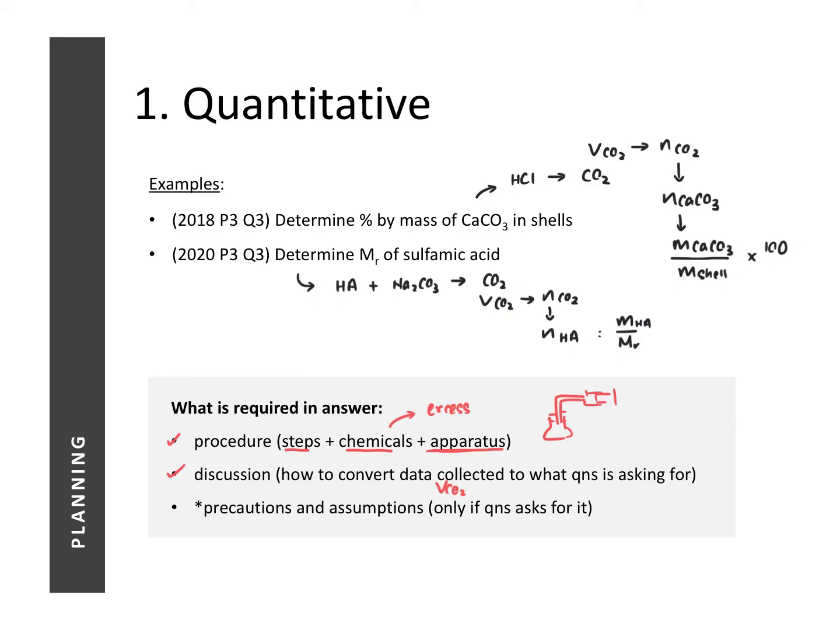In such questions, sometimes they will even ask for assumptions and precautions. For precautions, whenever you're using any acids, bear in mind that they are corrosive and you need to wear gloves. For assumptions, in the question where we are looking at calcium carbonate in shells, for example, you can mention that calcium carbonate is the only substance in shells that will react with acids to produce carbon dioxide gas. Because if there are any other components in shells that produce carbon dioxide gas, then the method that we have used will not be accurate.